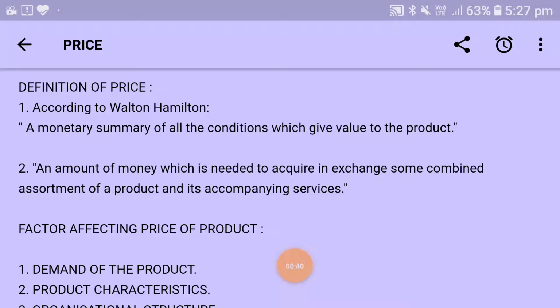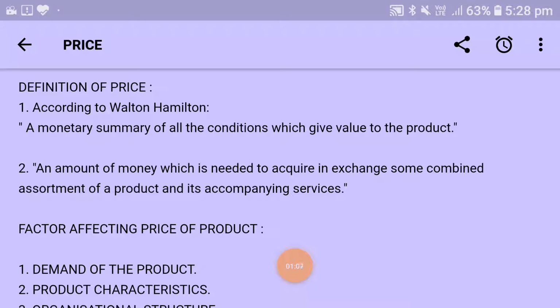Now I'm moving towards the factors affecting the price of the product. Factors which are affecting the price of the product are also very important to be taken care of. Before reading them, we need to consider what the situations warranting price determination are. A marketing executive is confronted with price determination problems in at least the following four types of situations.